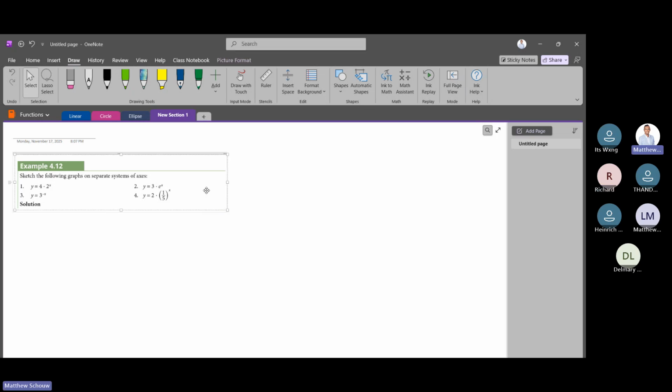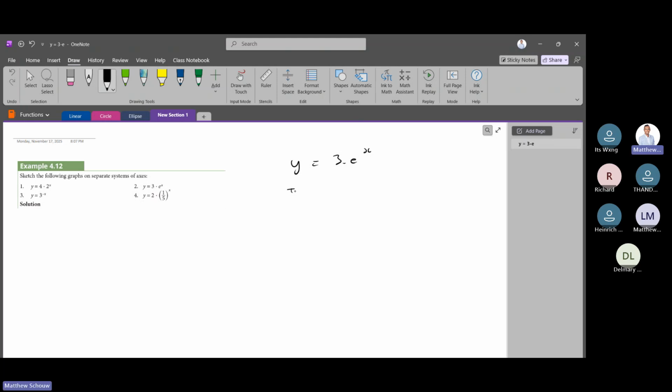So how do we sketch this? Fairly easy. I'm going to do number 2 quickly. Y equals 3 e to the power x. The only thing I was mentioning: if this part is negative, the graph goes that way, right? And if it's positive, it goes like that. Yeah, that's basically it.